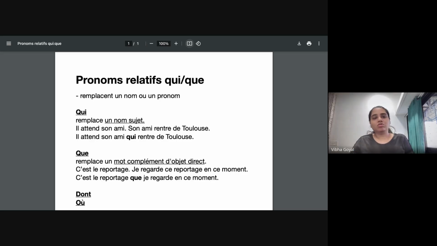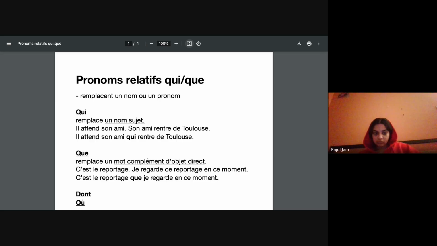J'ai acheté une robe. Cette robe est bleue. So we will replace "robe" with "que". Good.